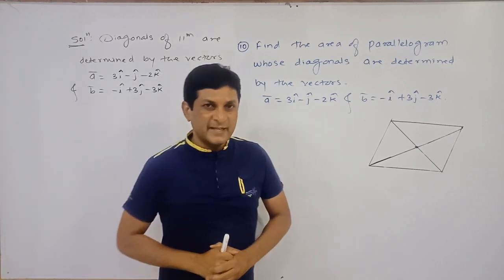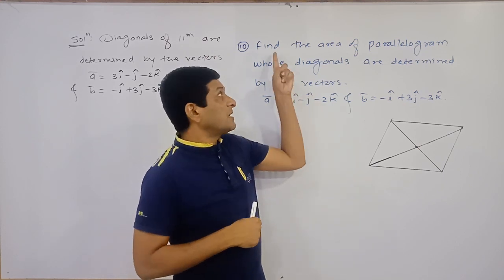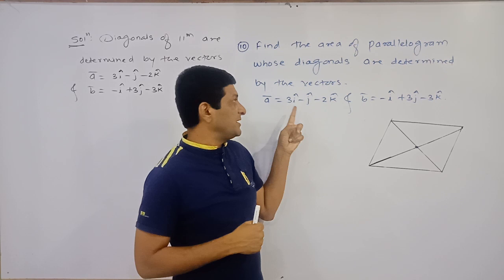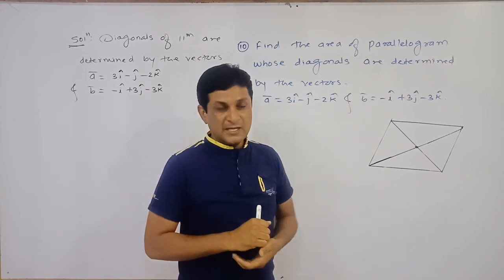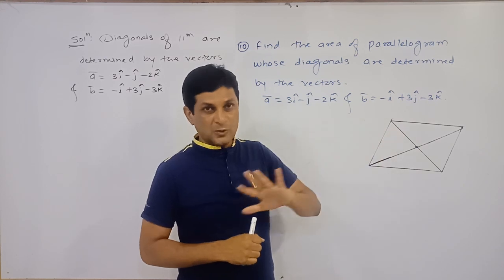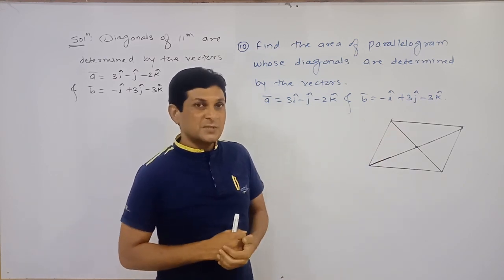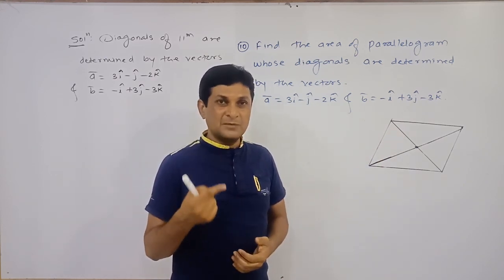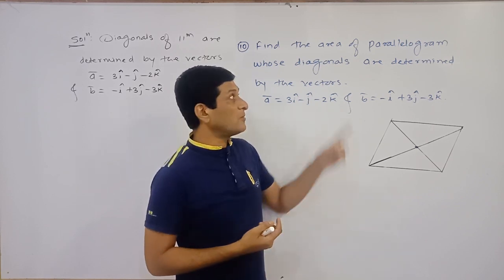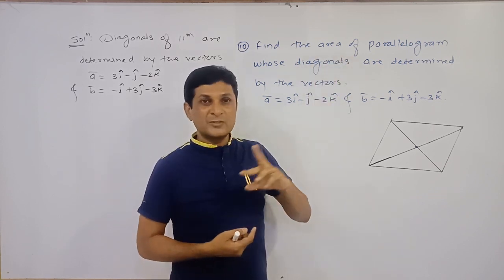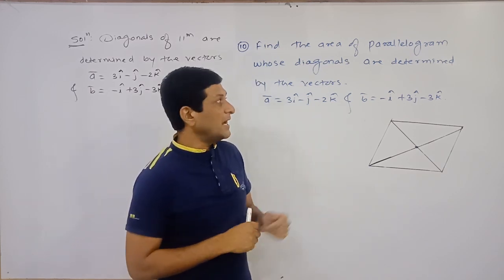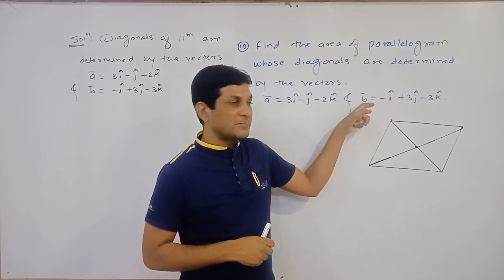So well, observe the next example. In the next example, we have to find out the area of the parallelogram whose diagonals are determined by these two vectors. In this case, A bar and B bar represent the diagonals. In one earlier example, we found the area of a parallelogram, but in that case the two vectors represented adjacent sides of the parallelogram, and in this example A bar and B bar represent what?